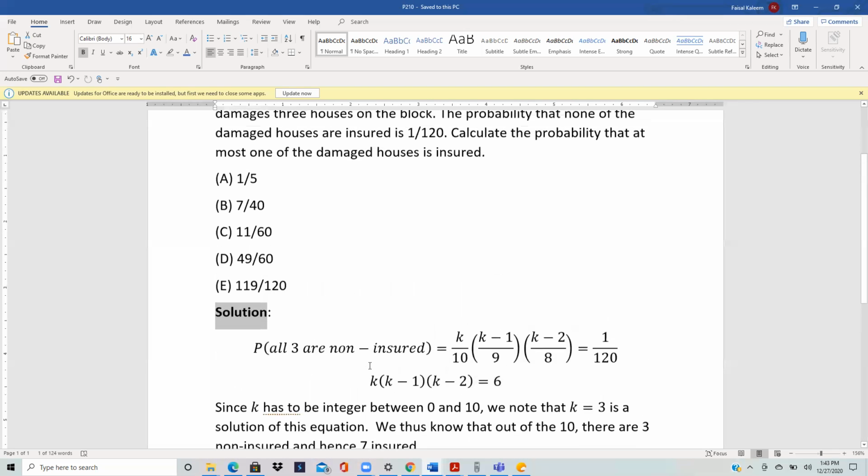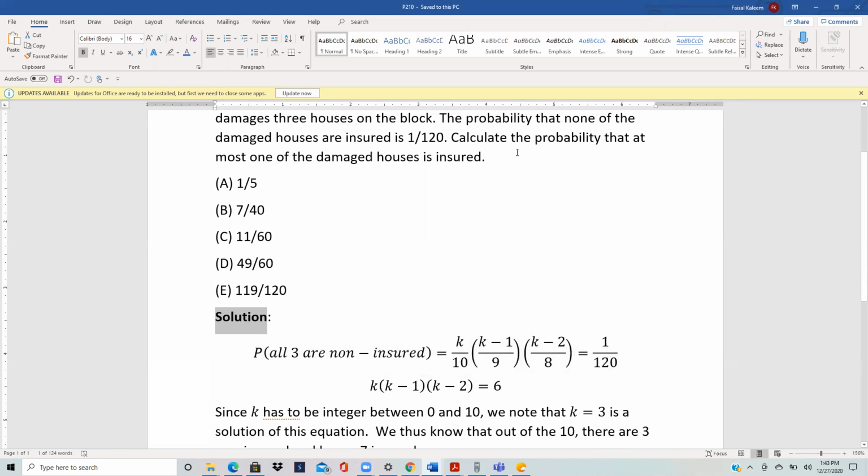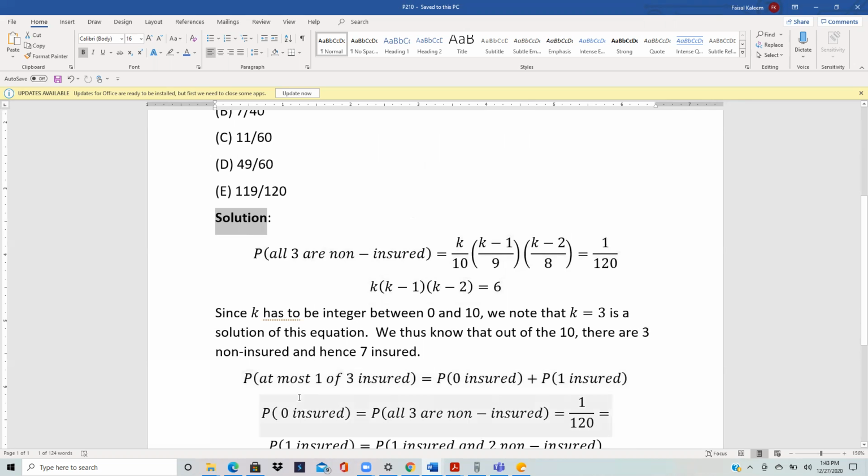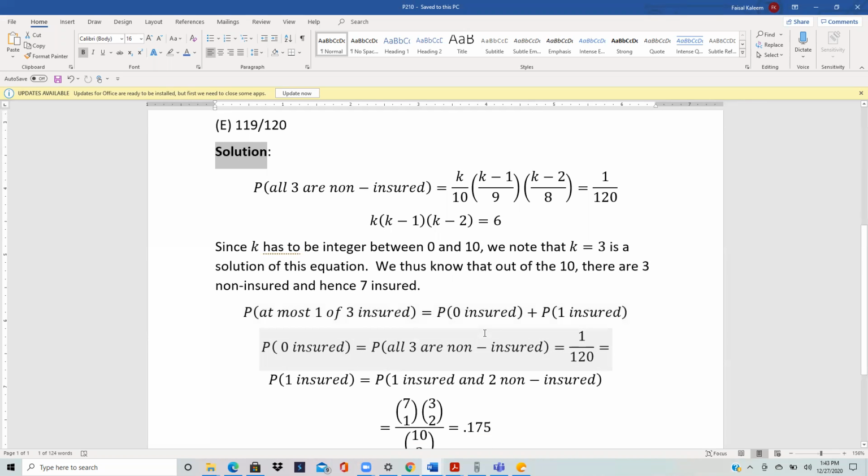So now we have to find the probability that at most one of the damaged houses is insured. So one of the 3 damaged. So at most one means 0 or 1 is insured. Now 0 insured is the same as none of the 3 is insured. So that's 1 over 120. We already have that.